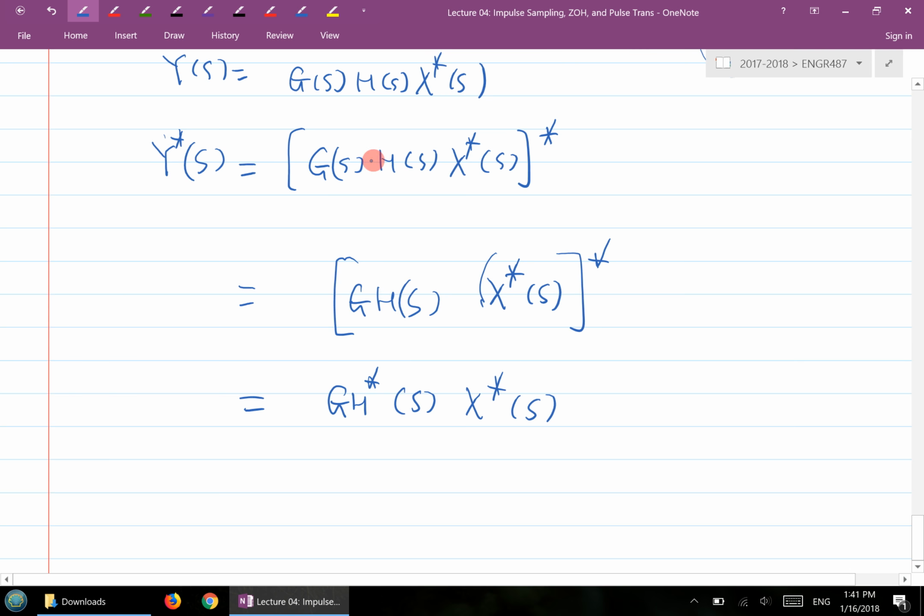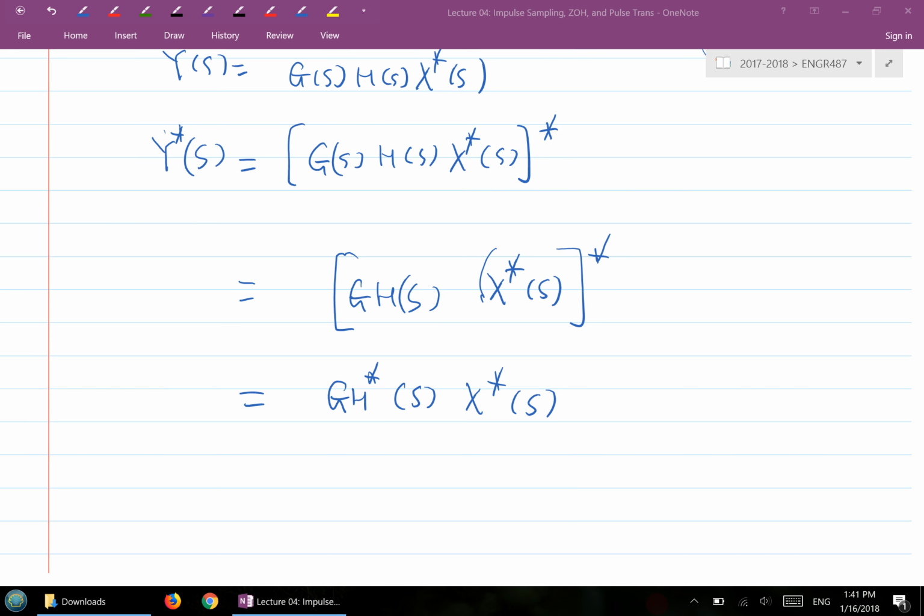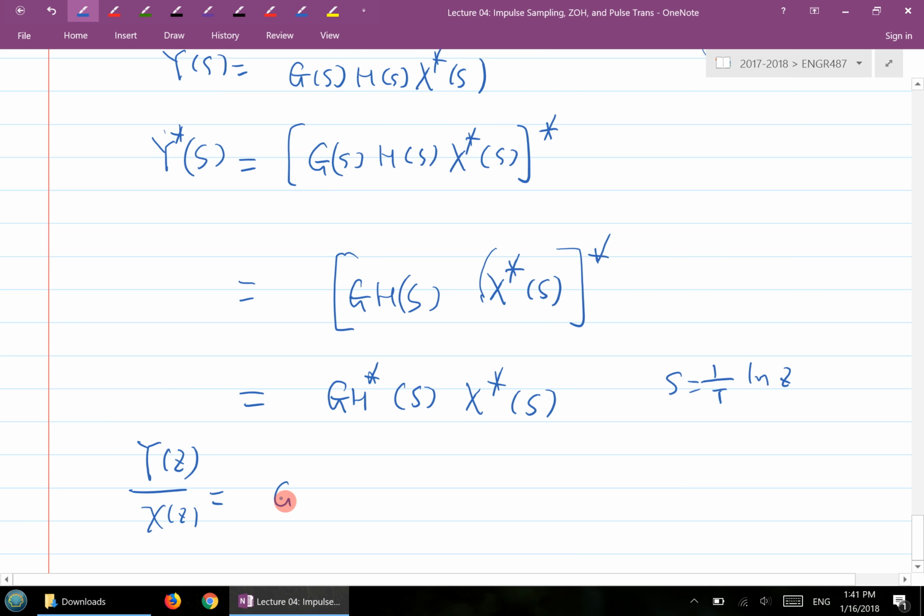So remember that pitfall here. It's not G star, H star; it's multiplied together to get a GH star. It's basically like combining the two blocks together, making it a GH block first. Then you take the star Laplace transform. So overall, by replacing the S with 1 over T ln Z, you get your Laplace transform function in this case. So it's GHZ. GHZ is a Z transform in this case.